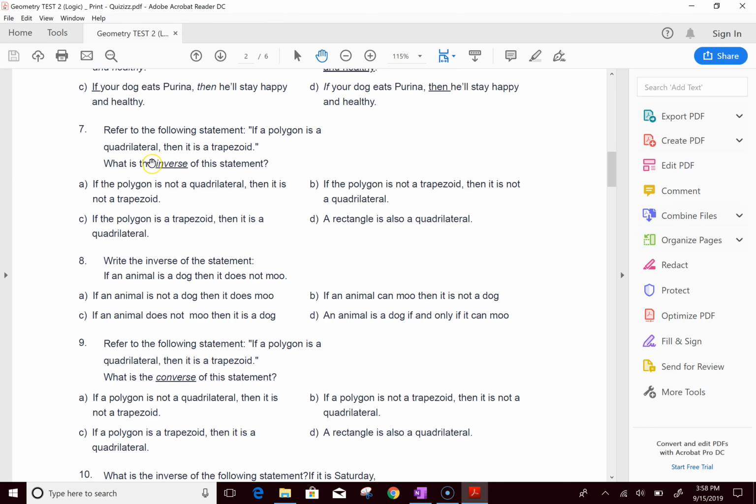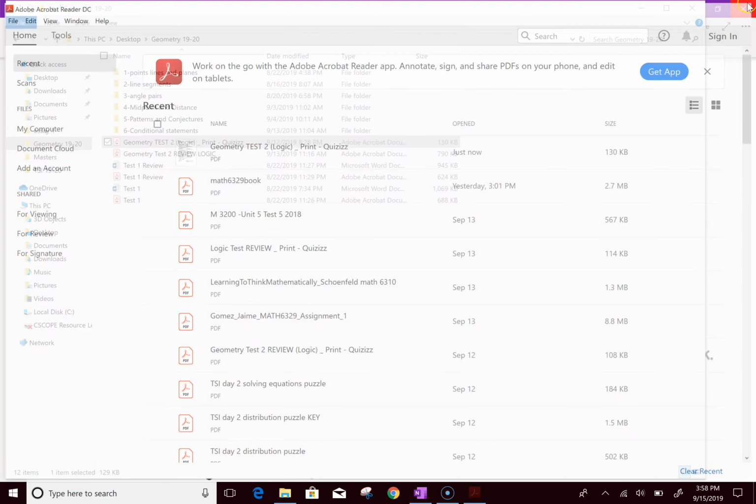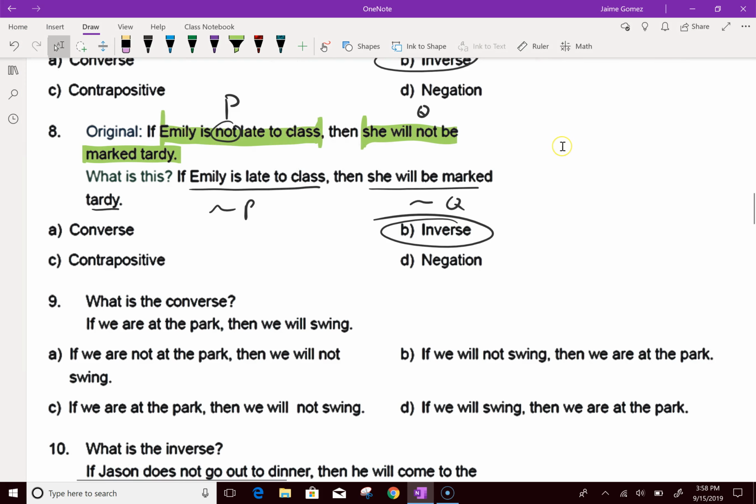So I'm asking you to find the actual inverse. I give you the if-then, and you have to find the inverse. All right, no big deal, same thing, kind of. As long as you know how to find the inverse, then you're good to go.